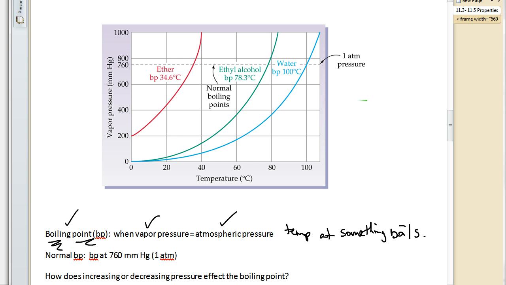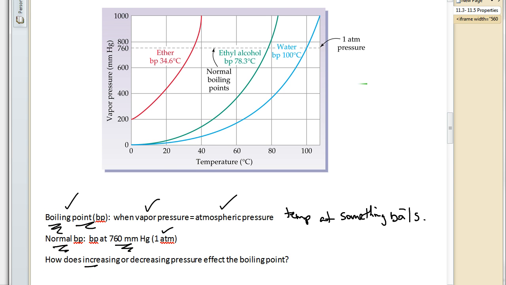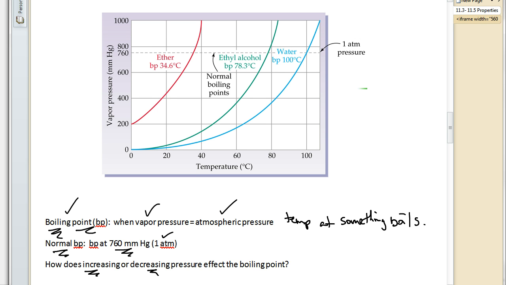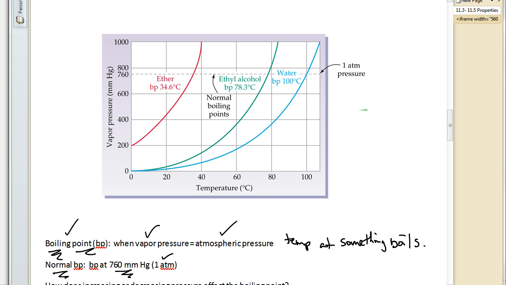So let's look at what's going on here. We have a normal boiling point, and that's just going to be 760 millimeters of mercury, or 1 atm. That's just our normal conditions. And the question that's being asked down here is, how does increasing or decreasing pressure affect the boiling point of a substance?